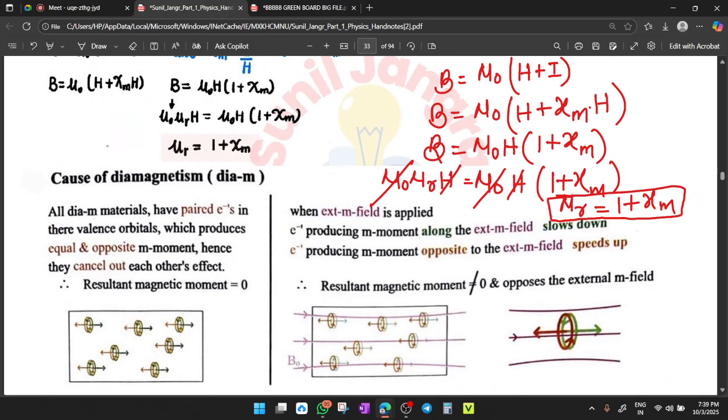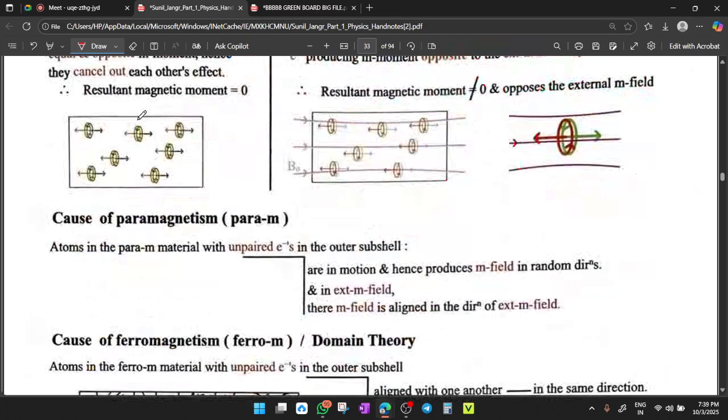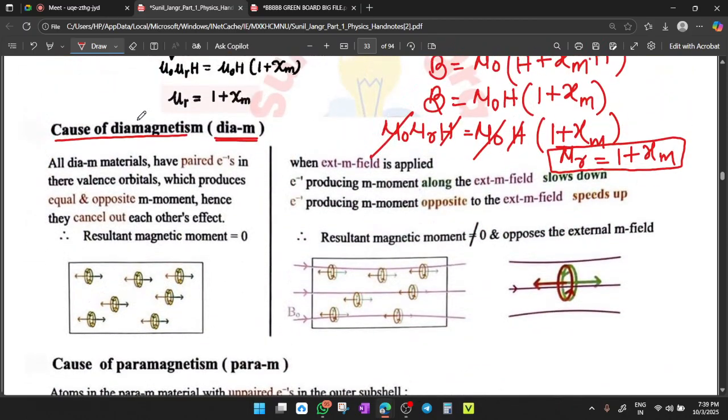So cause of diamagnetism. First, try to understand what diamagnetism is. So when there is a material, especially a diamagnetic material, then what happens? Suppose this is a sample of diamagnetic material. Okay, all diamagnetic materials have paired electrons. Remember, there is a paired number of electrons in their valence orbit.